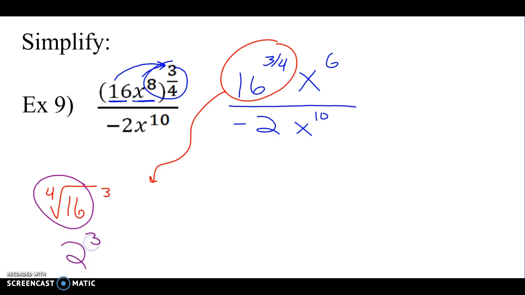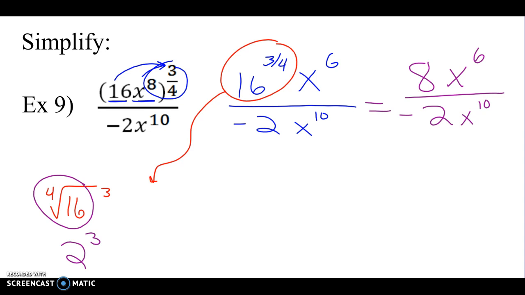To the 3rd power is 8. So 16 to the 3/4 is just 8. It's an ugly way of writing the number 8. Over negative 2x to the 10th. Oh, wow. So 16 to the 3/4 is 8, right? Are we good so far?